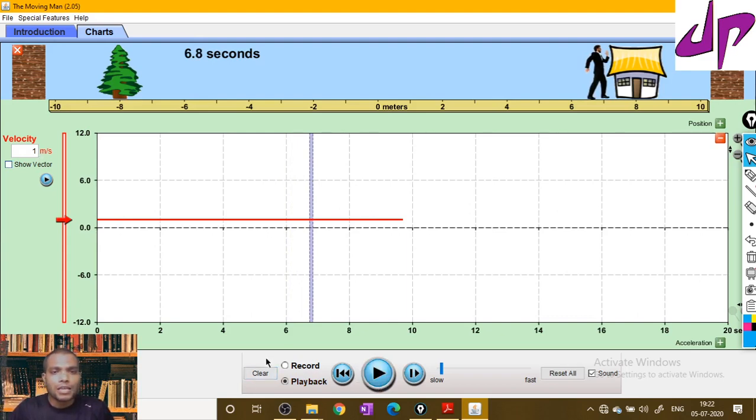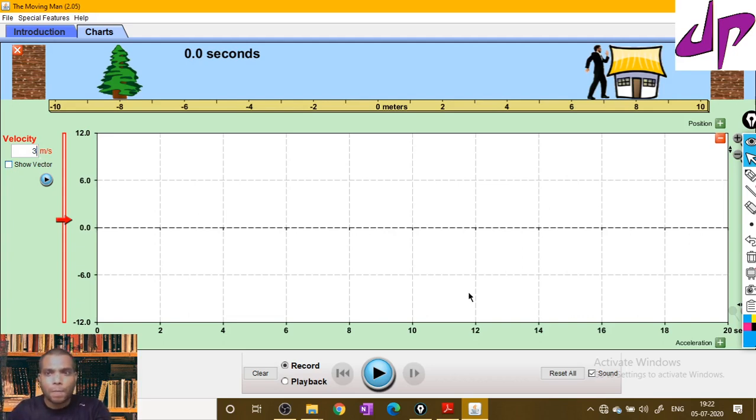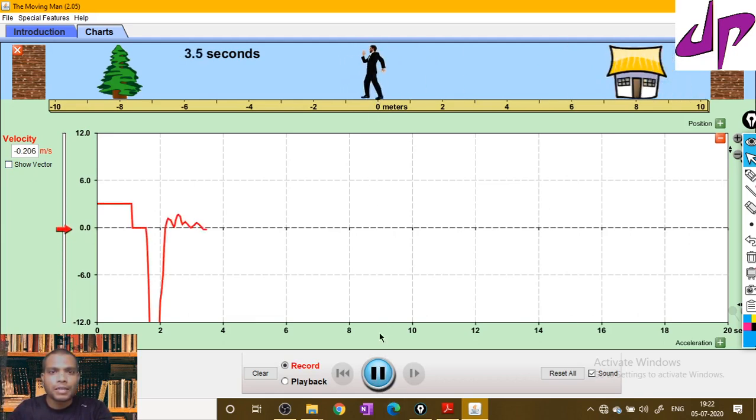So let us change its velocity and see how it looks. Suppose here, if I give 3 meter per second, and if I bring him to 0 again, now I will give him 3 meter per second. Let us see how his motion looks.